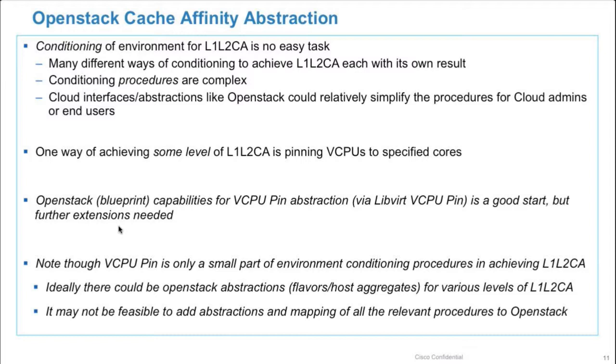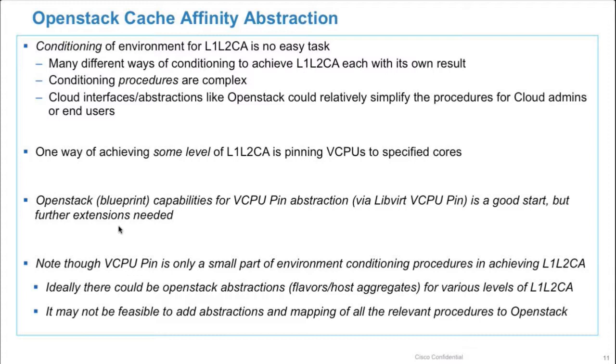So of course, you can simplify the procedure for layer 1, layer 2 cache affinity by providing cloud abstraction. So that's where OpenStack comes in, right? One way of providing layer 1, layer 2 cache affinity is vCPU pinning, right? That is already supported by OpenStack. In fact, there's a blueprint. It has not gone into Liberty yet, but probably will go into the next version. So it's a good start, but further extension is needed. But I have to again emphasize that vCPU pinning is just one small part of the whole procedure of environment conditioning to achieve layer 1, layer 2 cache affinity.